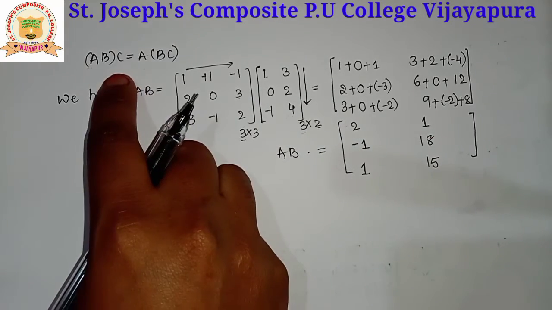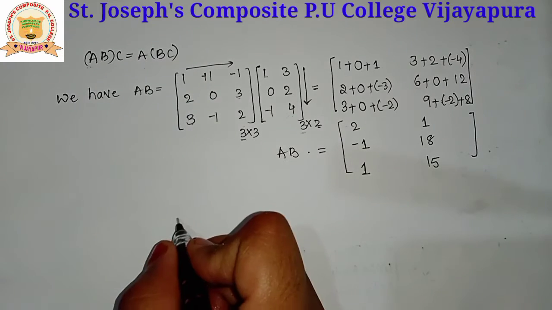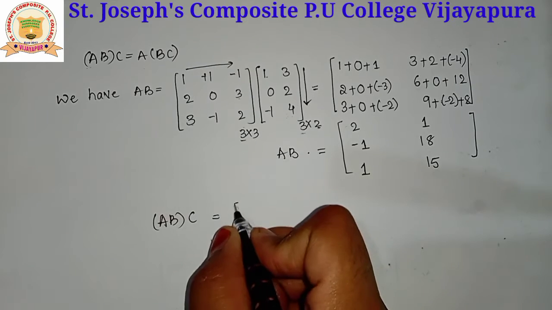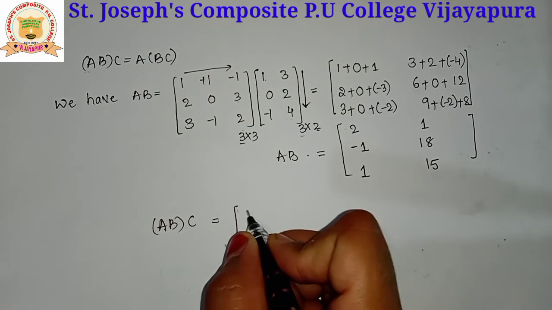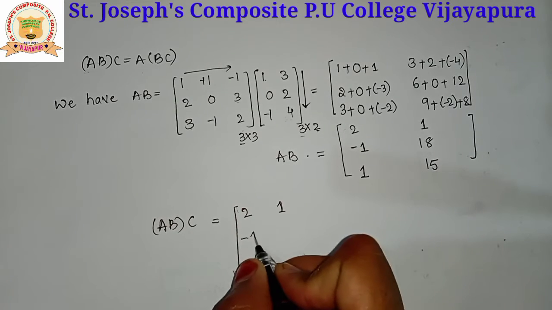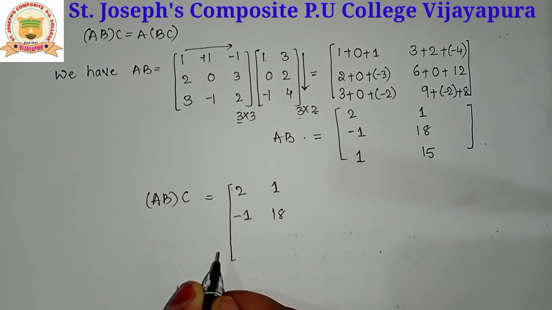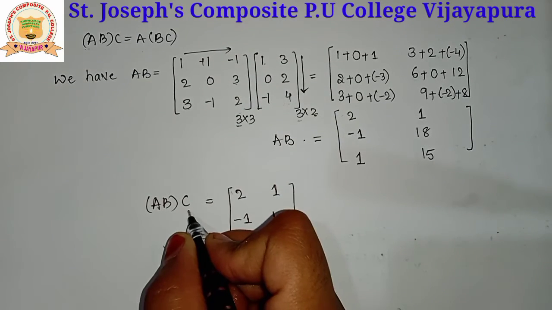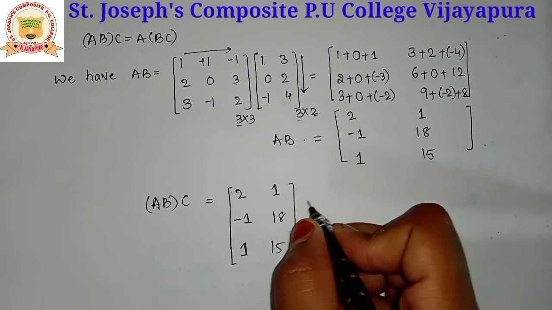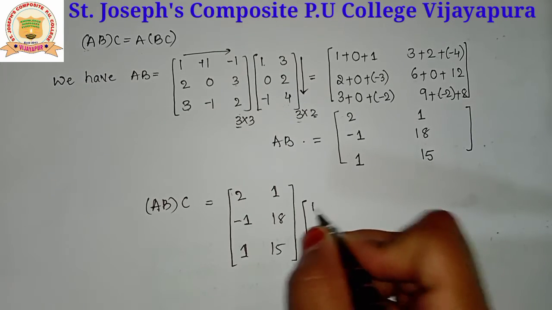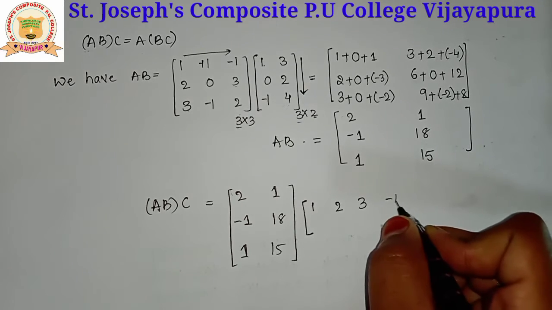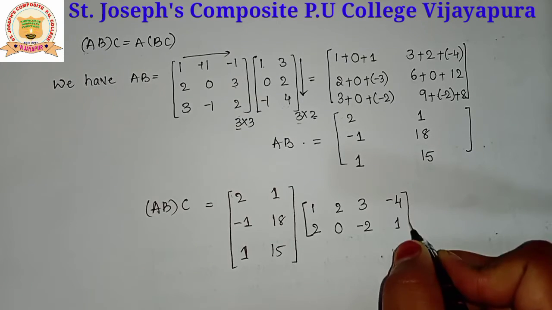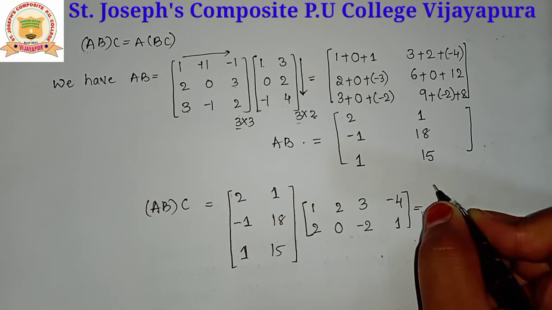Next I want the (AB)C matrix. Now I will find the (AB)C matrix. So already we have the AB matrix which is of order 3 by 2: 2, 1, minus 1, 18, and 1, 15. Our C matrix will be of order 2 by 4 having the elements 1, 2, 3, minus 4, 2, 0, minus 2 and 1. So now we have to multiply these two matrices to get the (AB)C matrix.